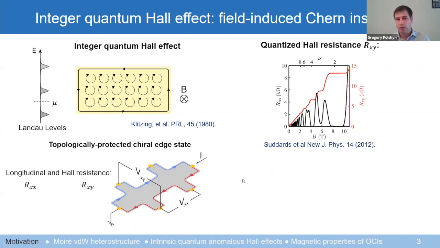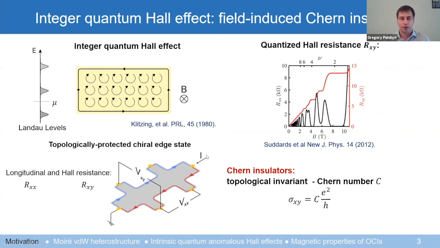From the topological point of view, the integer quantum Hall state is a Chern insulator because it's characterized by a topological invariant, the Chern number, with non-zero value. In this case, the Chern number encodes the value of the quantized Hall conductance. And the state has broken time reversal symmetry. However, in this particular case, it's achieved by the application of a high magnetic field.